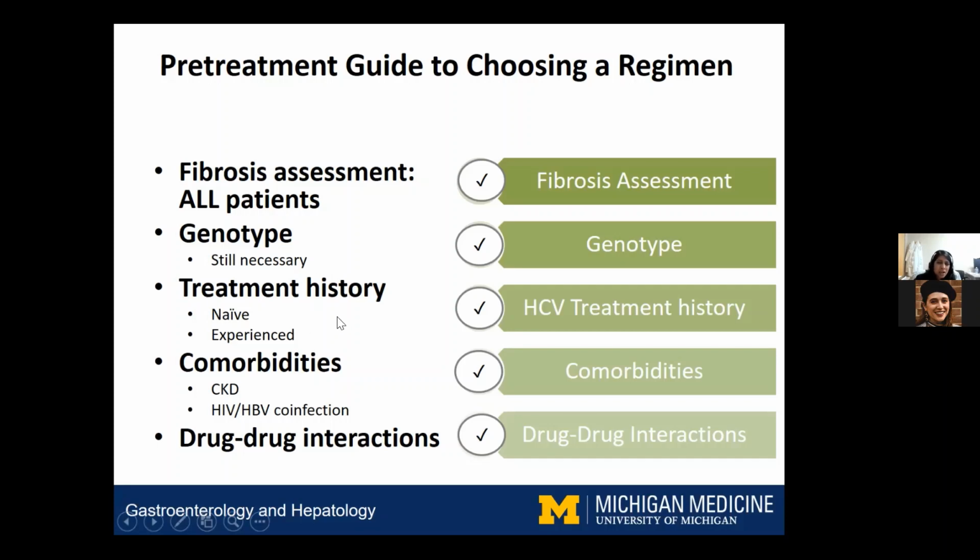The third thing is knowing whether or not a patient has ever been treated for hepatitis C before, because that also influences treatment decisions. So knowing whether a person is treatment naive, never been treated for hepatitis C, or has been treated before. And also being aware of comorbidities. So some things to keep in mind would be co-infection with HIV, screening all patients also for hepatitis B, and also just being aware if they have chronic kidney disease, although this isn't as much of a deterrent as it was in the past.